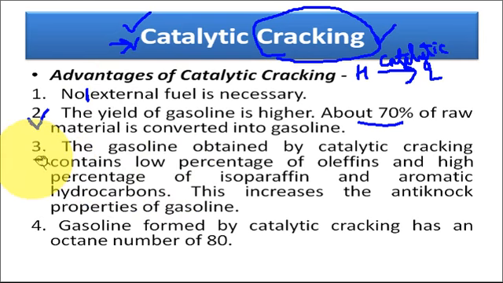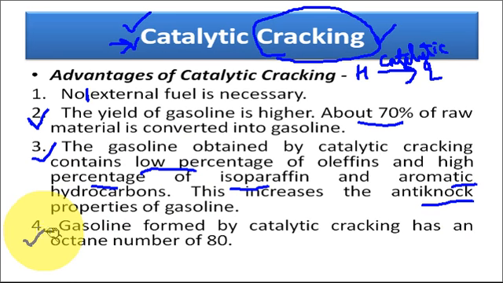Third, the gasoline obtained by catalytic cracking is of good quality. Why is it of good quality? Because it contains a low percentage of olefins and a high percentage of isoparaffins and aromatic hydrocarbons. Later on in this unit we will discuss that isoparaffins and aromatic hydrocarbons increase the anti-knocking properties of gasoline, which increases the quality of gasoline.